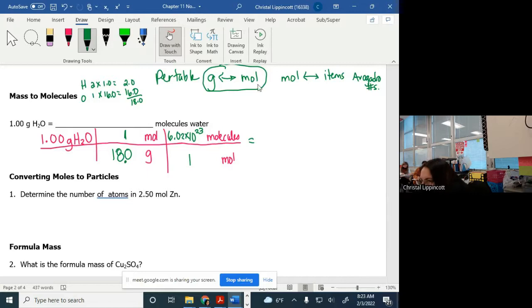So we just have 2 conversion factors for the most part in this chapter. Okay? Stuff off the periodic table gets you between grams and moles. And then Avogadro's number will get you between moles and however many items it is. So we just divide Avogadro's number by 18. Yeah, this time because it's just 1.